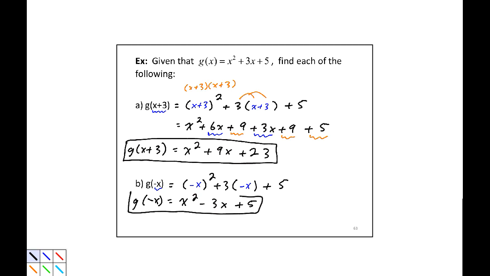Notice that is not the same as the original function. That will come in useful later in the semester.